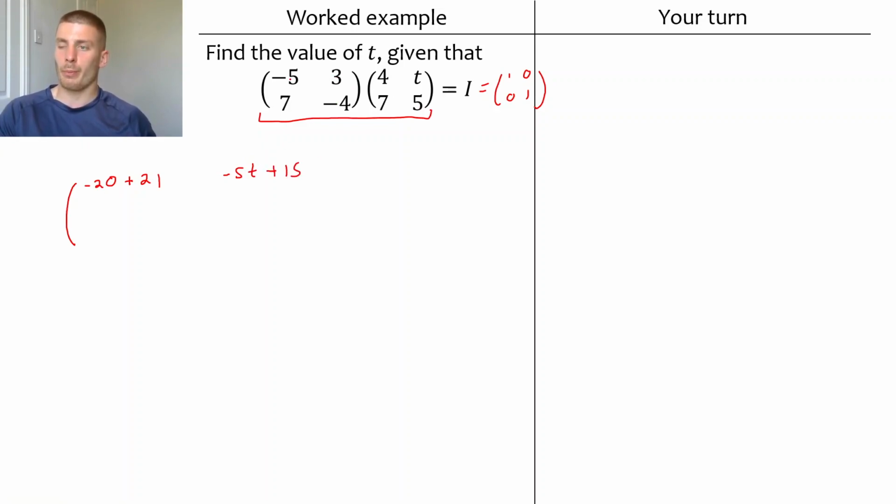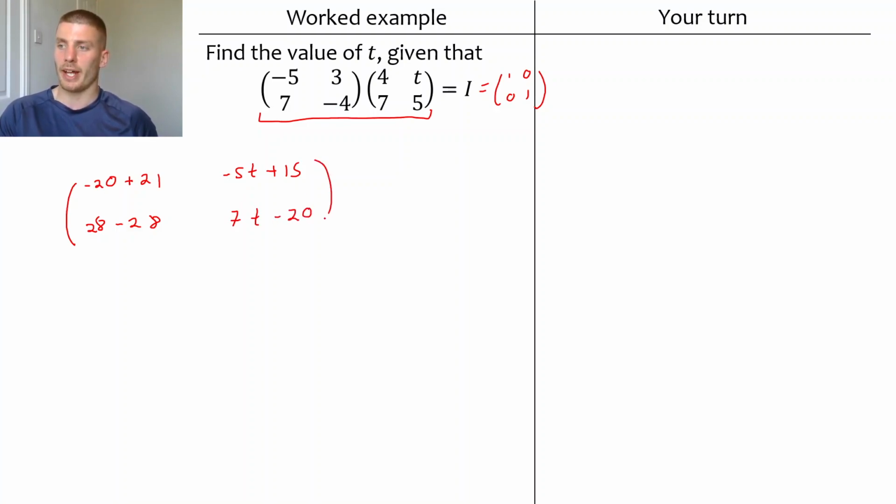We've then got the second row with the first column, so 7 times 4 gives you 28, and minus 4 times 7 gives you minus 28. And maybe you're starting to realise what's going on here. We'll clear it up in a second. You then have the second row with the second column, so 7 times t gives you 7t, and minus 4 times 5 gives you minus 20.